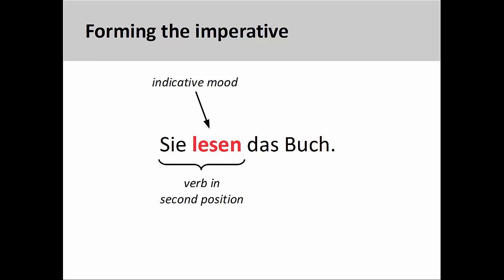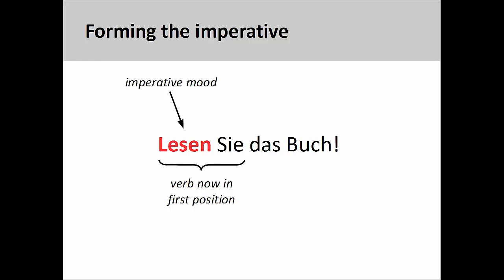The imperative mood is used to form commands and requests. The easiest imperative form to learn is the formal, as it requires only a slight modification to the syntax of the sentence. For example, the sentence you see here, Sie lesen das Buch, you read the book, is in the indicative mood as it reports on the action of the subject.